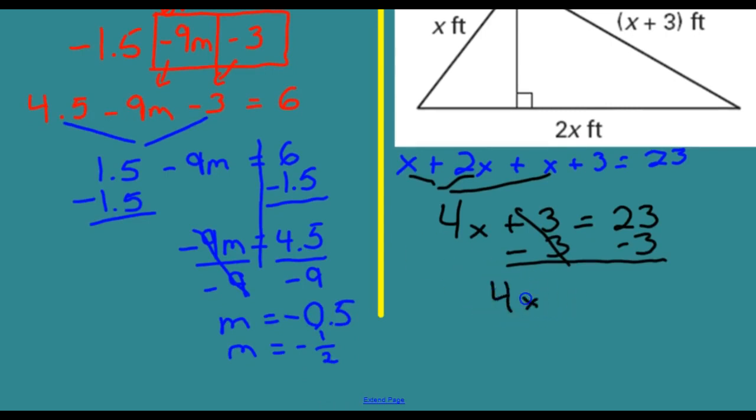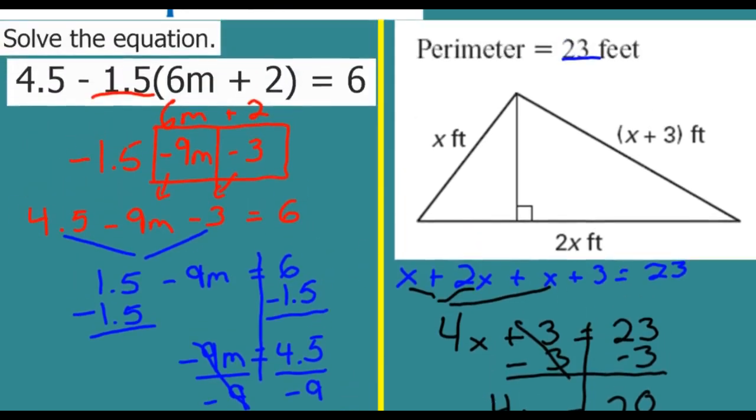And now 4x equals 23 minus 3, which is 20, divided by 4. 20 divided by 4 is 5. So that means that my x is 5. So if my x is 5, I know that this side is 5. This side is 2x, so 2 times x. So I know that this side is 10 feet. And this one is x plus 3. So 5 plus 3 gives me 8 feet.